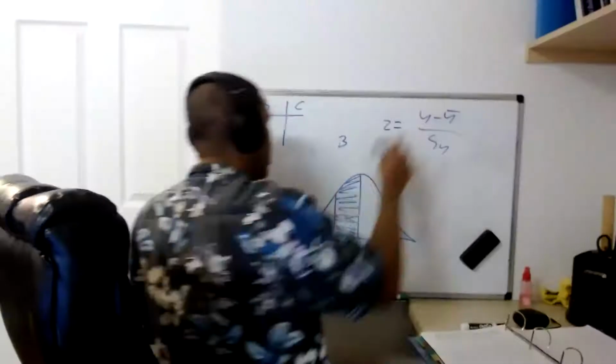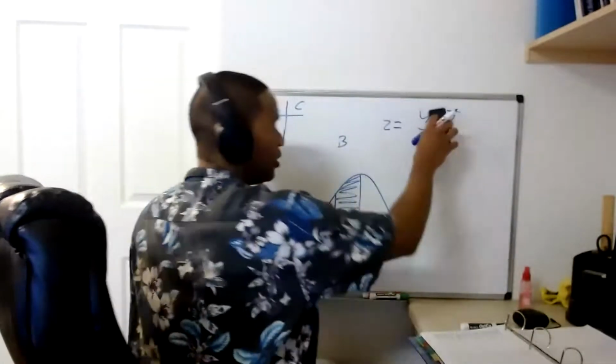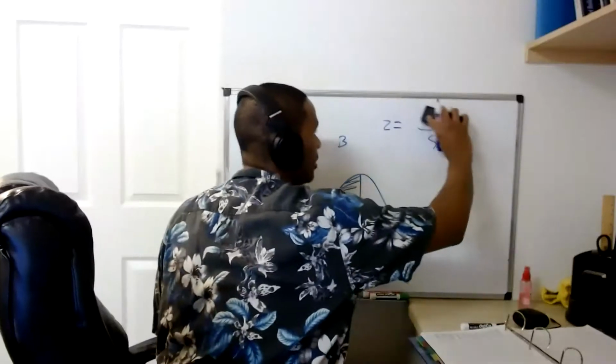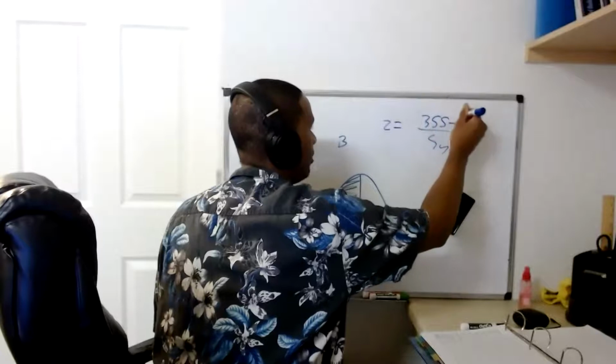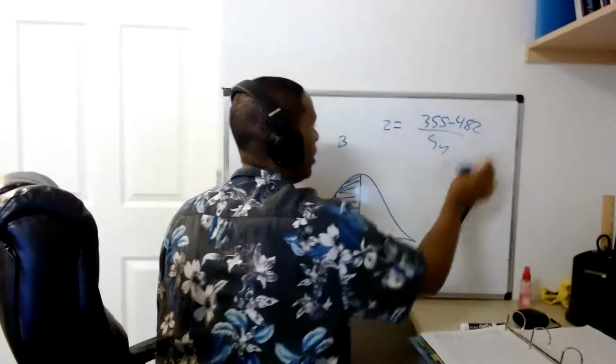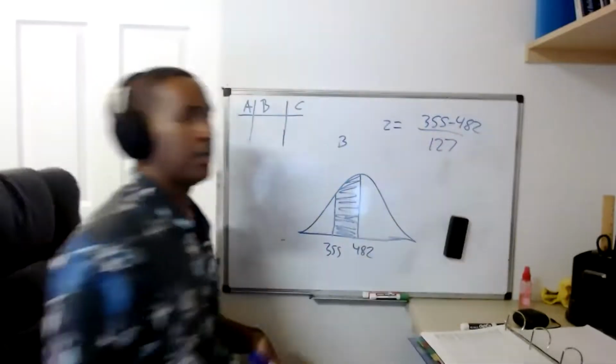I know it's y minus the mean over the standard deviation, but I forgot what y stands for exactly. Raw score 355, mean 482. So raw score minus the mean divided by the standard deviation. Our raw score is 355. Our mean is 482. Our standard deviation, if you remember from that problem, is 127. Everybody get that?